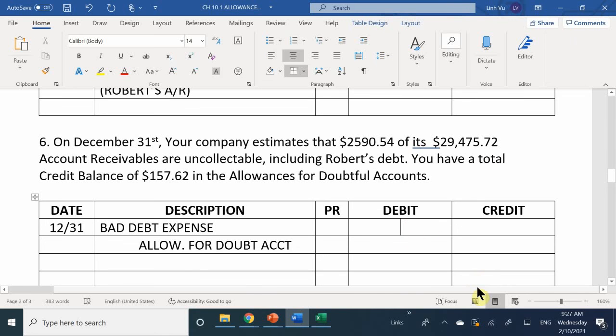$2,590.54. No. We're doing the balance sheet method. What are the three things that you need to know when you're doing the balance sheet method? We have the goal, and the accounts receivable balance. So do we have a balance in the allowance for doubtful accounts? Yes, we do. Is it a debit or a credit? Credit. Okay, so what do you need to do? Subtract. Okay, so go ahead and do that.